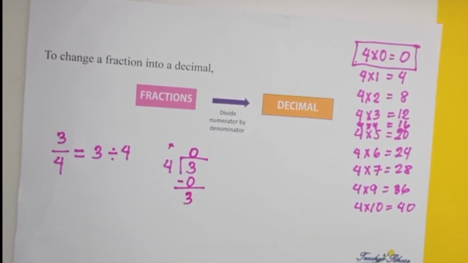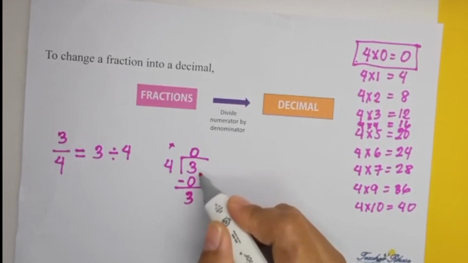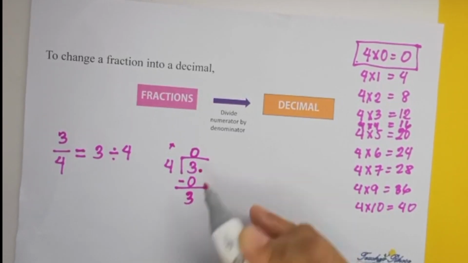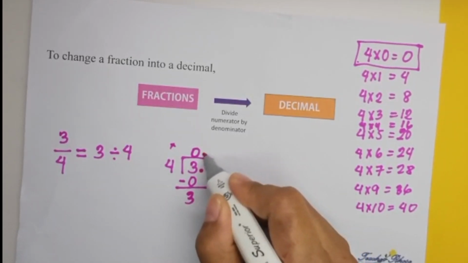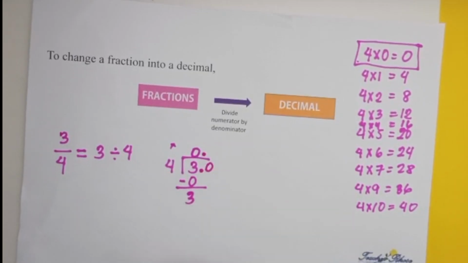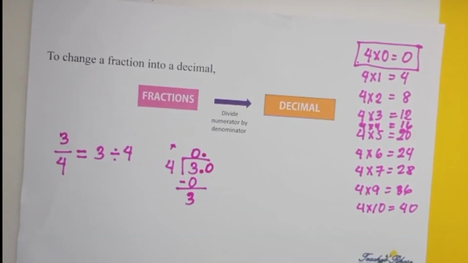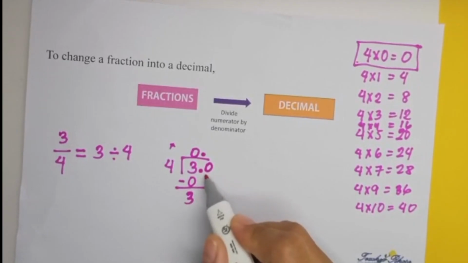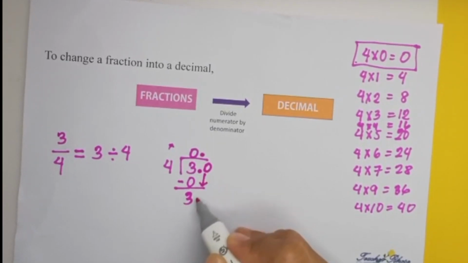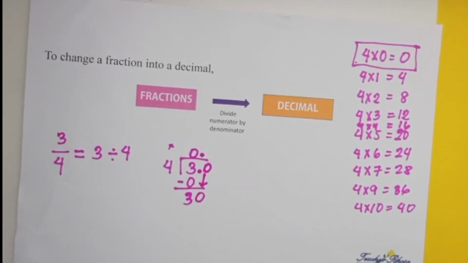Now, this is going to keep repeating if I continue. In this case, it's time for me to add a decimal point and keep adding zeros until I get a 0 remainder. So let's proceed. I'll bring down now my 0. Okay, now I have a new number.